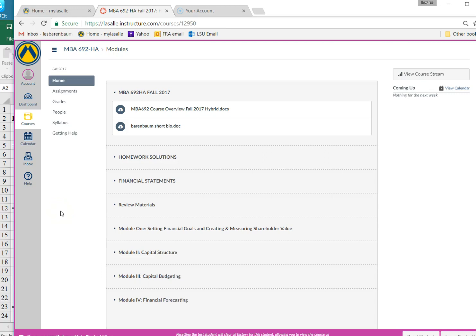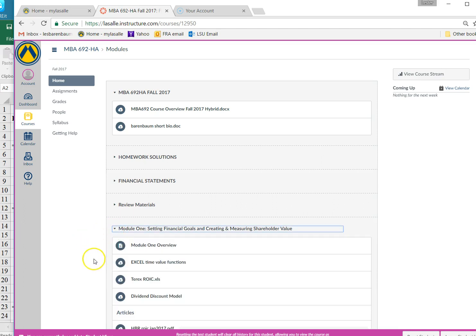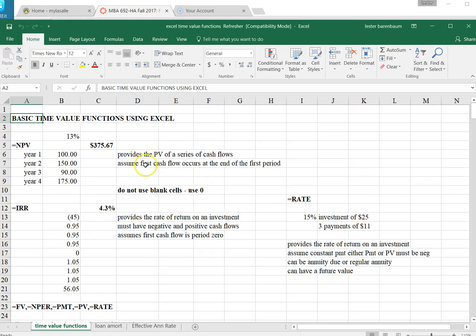This recording will introduce you to the time value functions that are included in Excel. On Canvas, located in Module 1, there is a file as shown, Excel time value functions. This file presents the basics of time value using the functions in Excel.